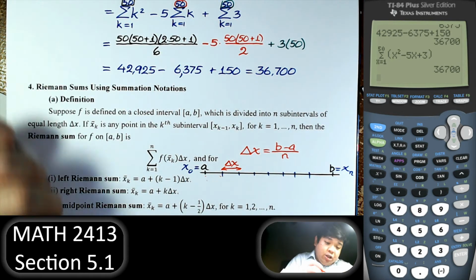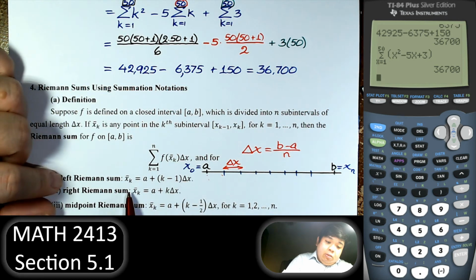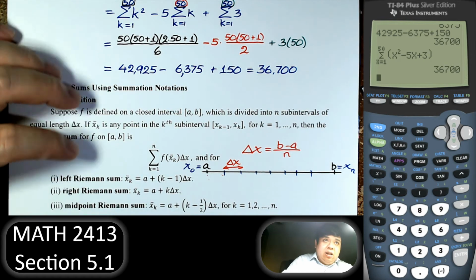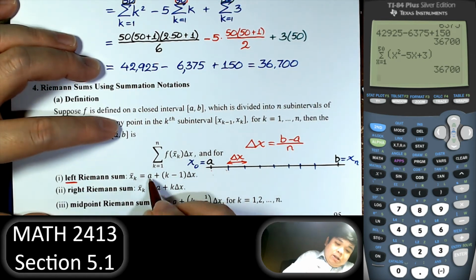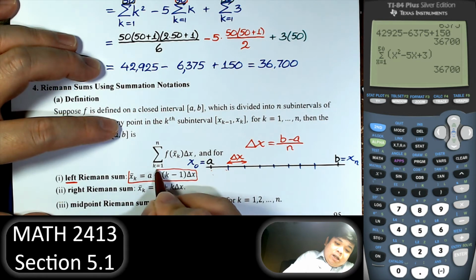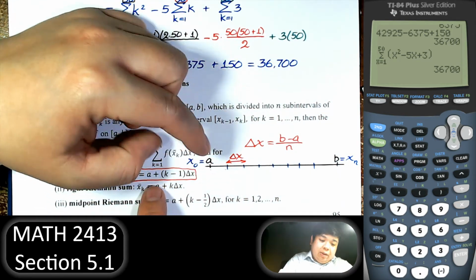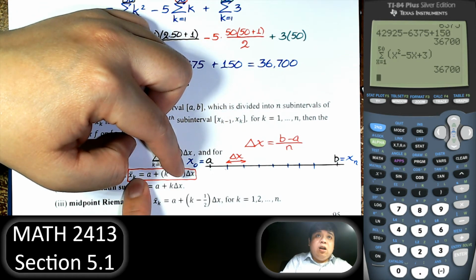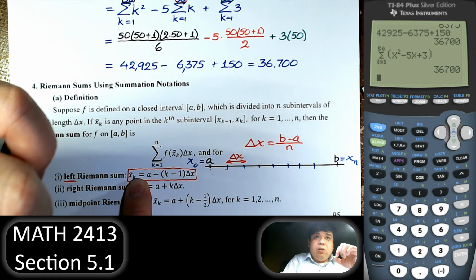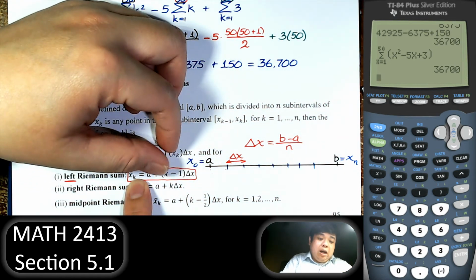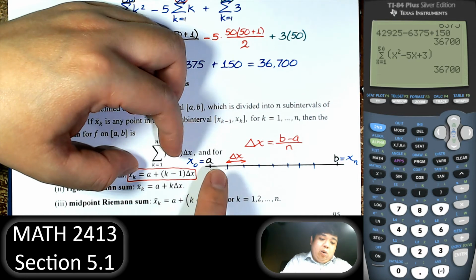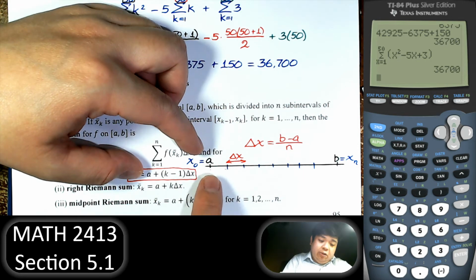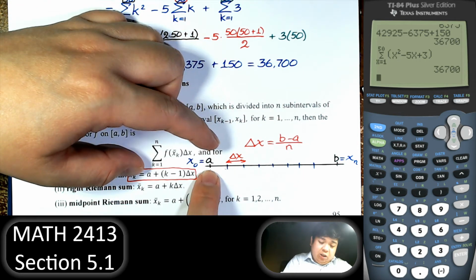So if we use the left point, the sample point will be a plus k minus 1 times delta x. So if it is the left Riemann sum, we start when k equals 1, we have 1 minus 1, which is 0, times delta x plus a, so it's a. So when k equals 1, the first point is a.